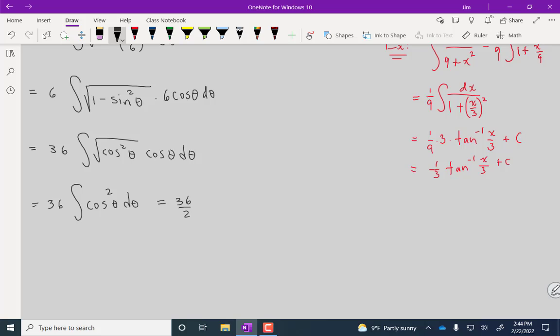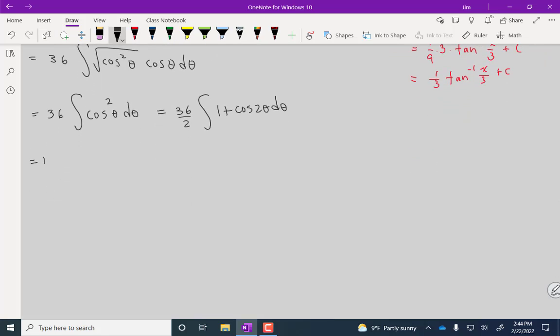So this will be 36 over 2, cosine squared is 1 plus cosine of 2 theta. So we've got that. We can now integrate. So that'll be 18 out in front. And the integral of 1 with respect to theta is theta. Integral of cosine is sine, divided by 2, reverse chain rule, plus c.